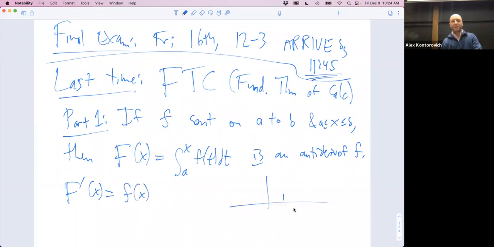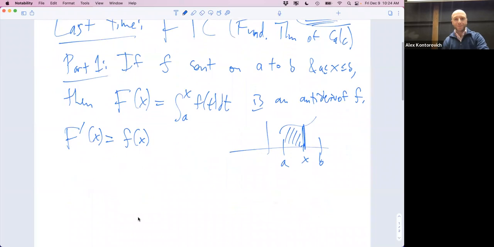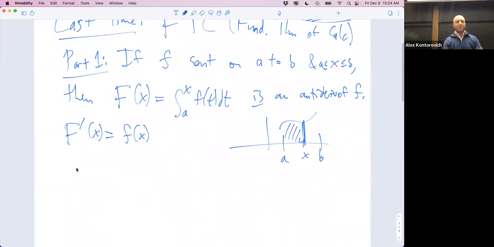Okay, so again, here's a to b, here's our little f, here's some point x. The rate of change of accumulation of area at that instant is the height of that instant. Okay, fundamental theorem of calculus, part one. Most of these functions, i.e. all continuous functions f, have antiderivatives.